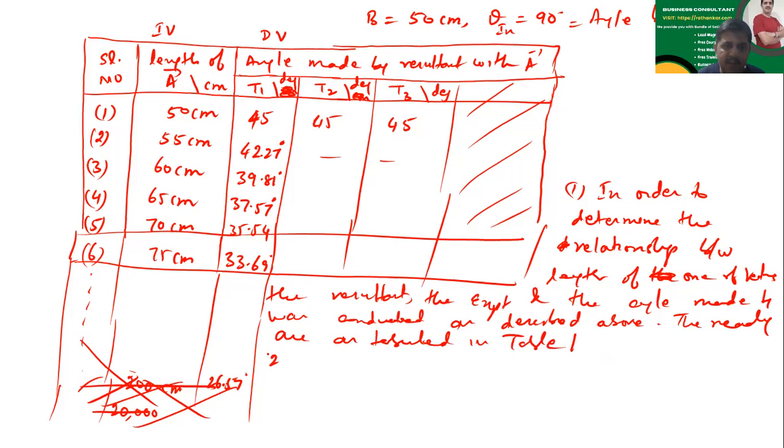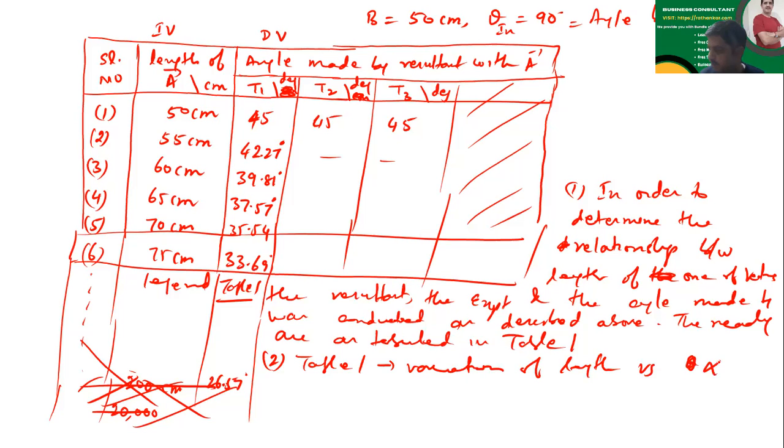The second step, what is it? The legend for the table. What is the legend for the table? It should say, okay, this is table 1, variation of length versus alpha. This should be shown, this should be written over here.